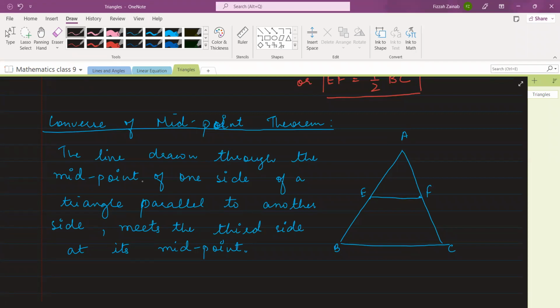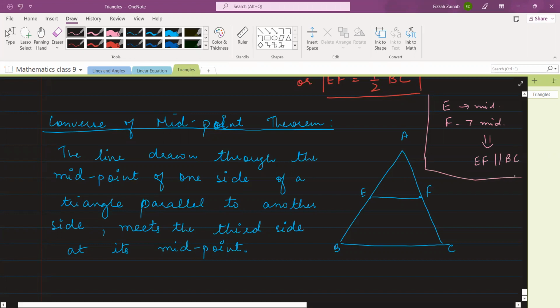Now, what is the meaning of converse? What were we saying earlier? Earlier I was saying that E is the midpoint, and F is also the midpoint. So E and F were both midpoints. And what was the conclusion? The conclusion was that the line segment EF will be parallel to BC. Is that clear? So in the theorem, we were saying this.